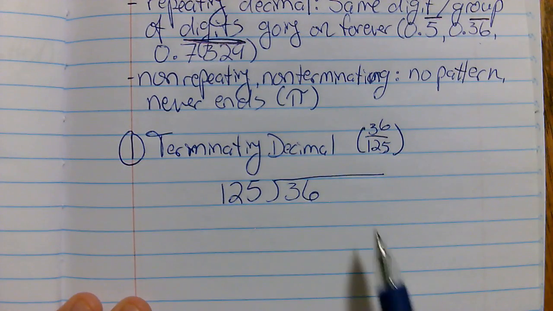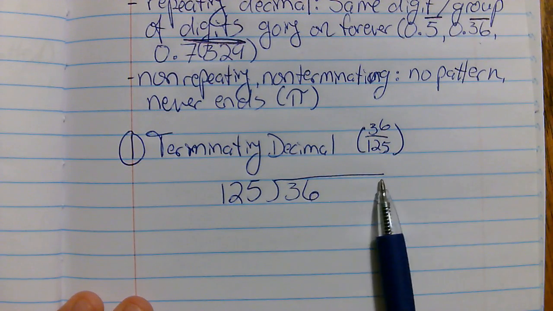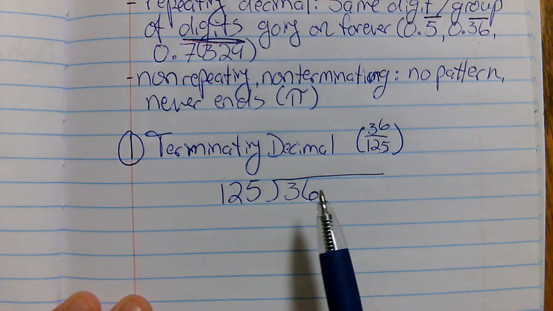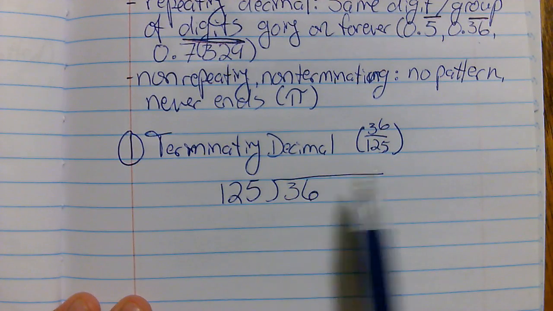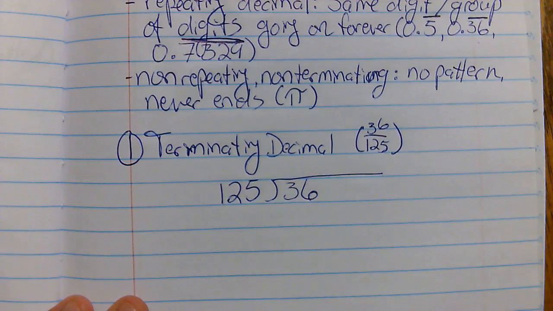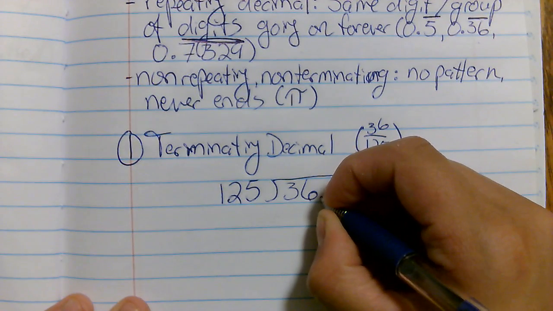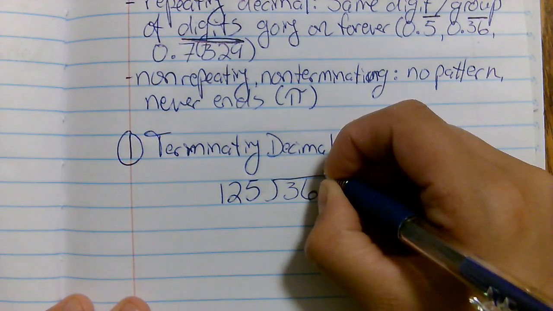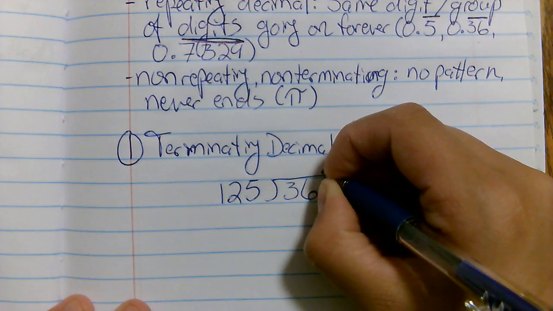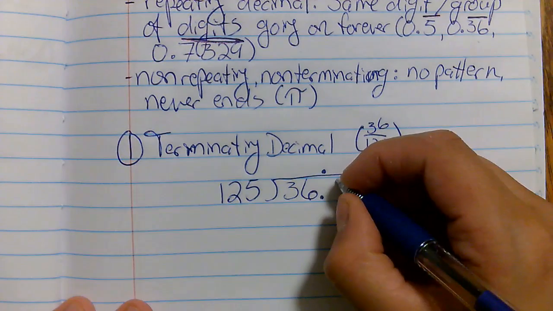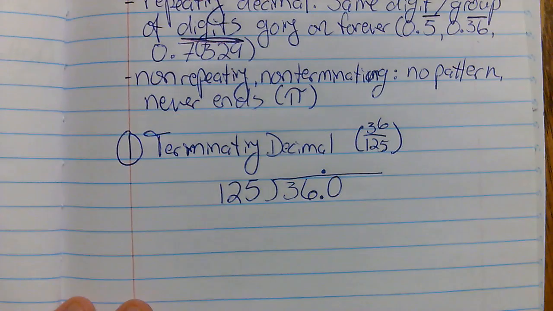Just like that. I extended this for a specific reason. Now, 125 is not going to fit into 3. It's not going to fit into 36. So what I'm going to need to do is put a decimal point in my number and up in my quotient. And I'm going to put a 0.